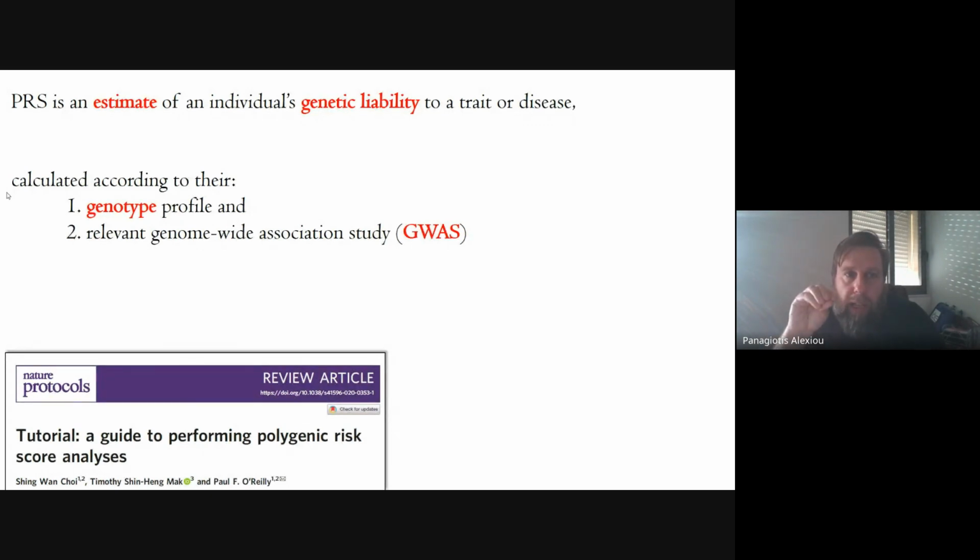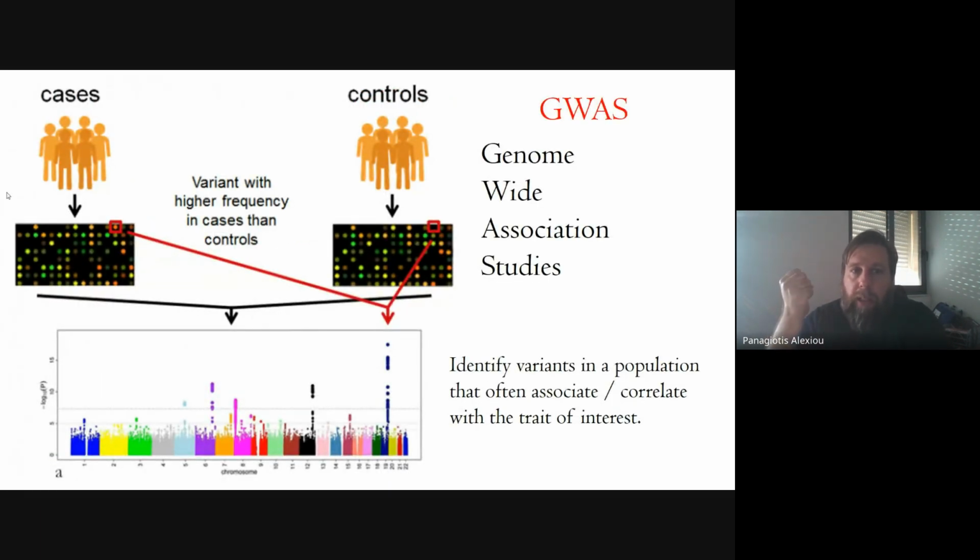The individual's genotype, so the letters that we have measured, and a background that comes from a big study where many thousands, ideally tens of thousands or more of individuals have been genotyped, and each variant has been associated with the disease or the trait with a probability. So these genome-wide association studies, essentially, take, for example, cases and controls, and look at each position on the genome where there's a variant.